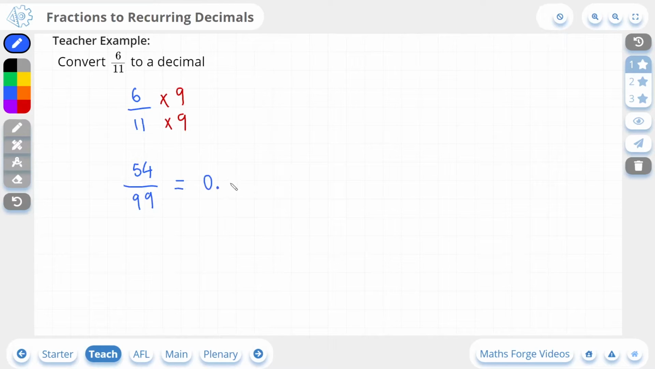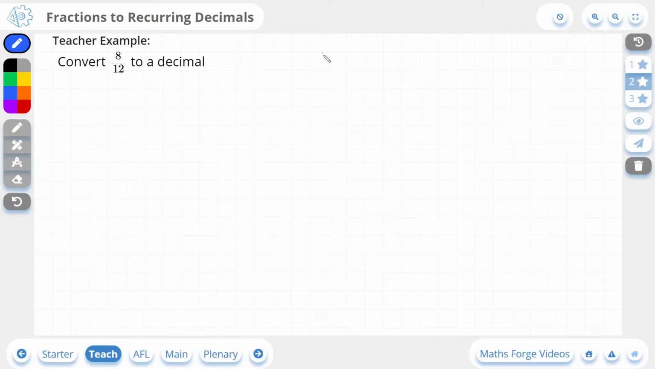Now that we have 54 over 99, I know this is going to be 0 point, and then there are going to be 2 digits that recur because there are two 9s on the bottom. And those 2 digits that recur are going to be the value of the numerator. So it's going to be 0.54, 54, 54, and this keeps on going. And of course, a quicker way of writing this is 0.54 with a recurring dot over the 5 and 4. And if we check our answer, there it is.